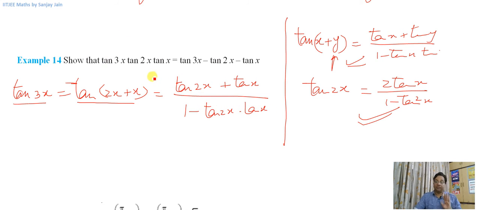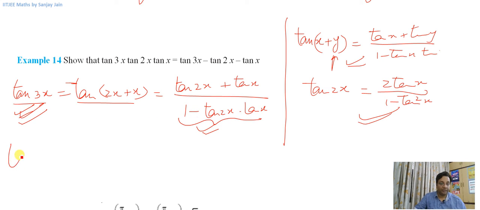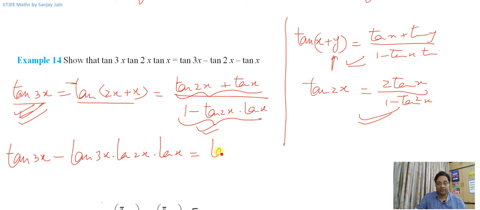Okay, the question is done. You don't have to do anything apart from the manipulation part. Now this is, let us say, the left hand side and this is written on the right hand side. Now I am cross multiplying. So when I multiply this denominator with tan 3x, what will I have? I'll have tan 3x minus tan 3x into tan 2x into tan x, and it will be equal to this tan 2x plus tan x.